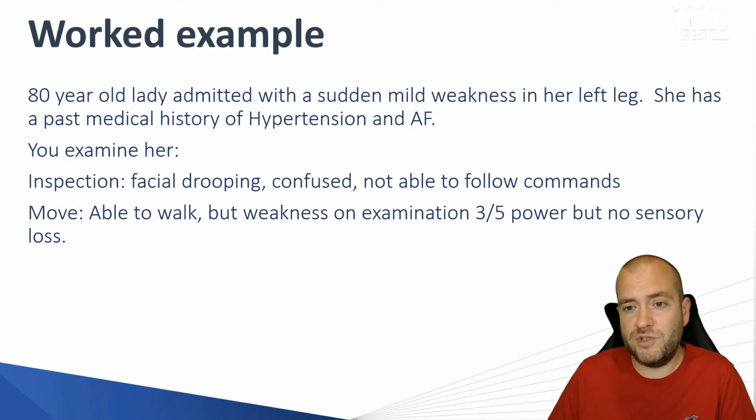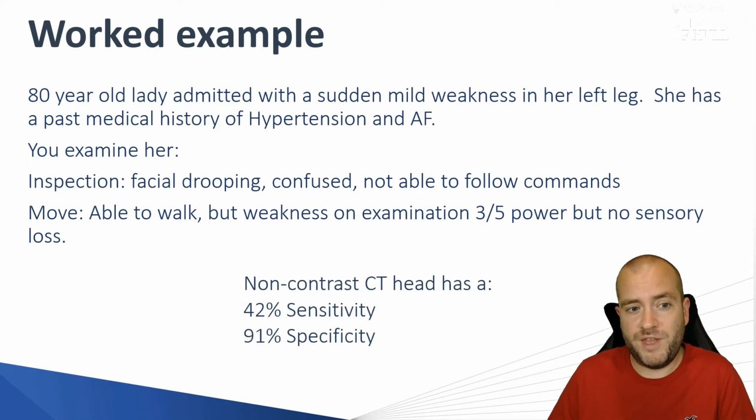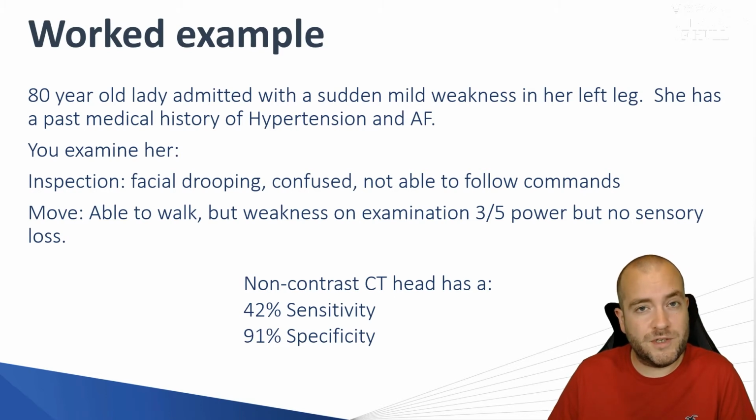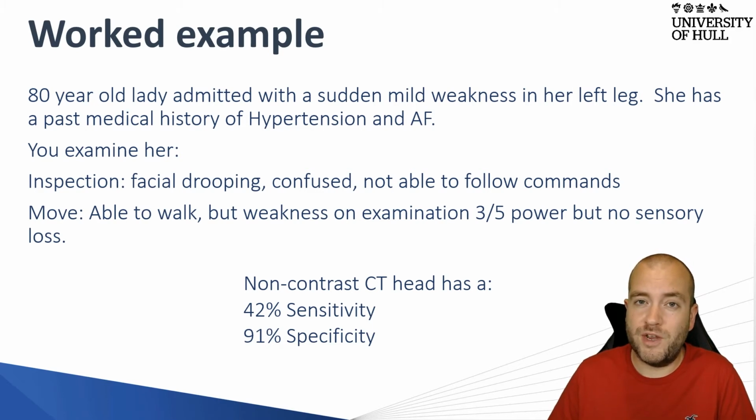The next logical step would be to do a CT head. In the case of a CT head, they have a 42% sensitivity and a 91% specificity. So what we can conclude from this, and watching the next video you'll understand further, is that CT heads aren't great for picking up ischemic strokes. They have a low sensitivity, around 42 of 100 will be picked up, but when they are picked up, they've actually got a 91% specificity, so they're actually quite specific, but they're just not that great at finding them.